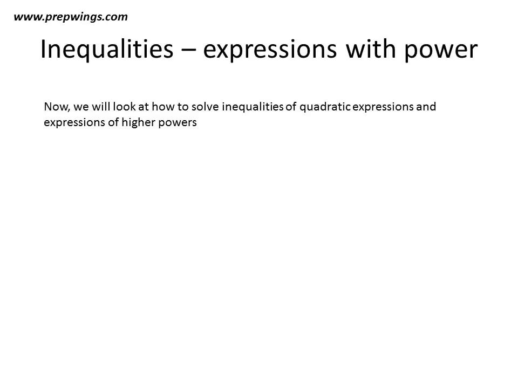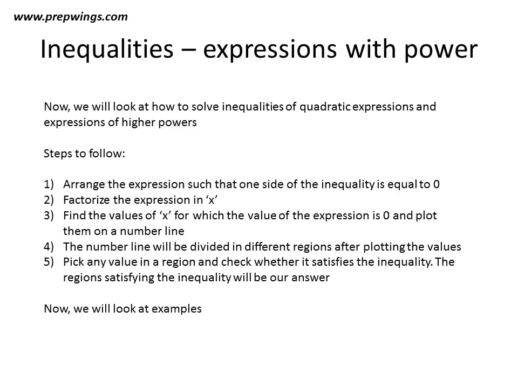Now we will look at inequalities in the case of polynomials with power more than 1. So basically we will be looking at how to solve inequalities of quadratic expressions and expressions of higher powers. So we'll follow the steps given here. First of all, we'll arrange the expression such that one side of the inequality is equal to 0. So whatever number is there on that side of the inequality, we will take it to the other side, to make that side 0.